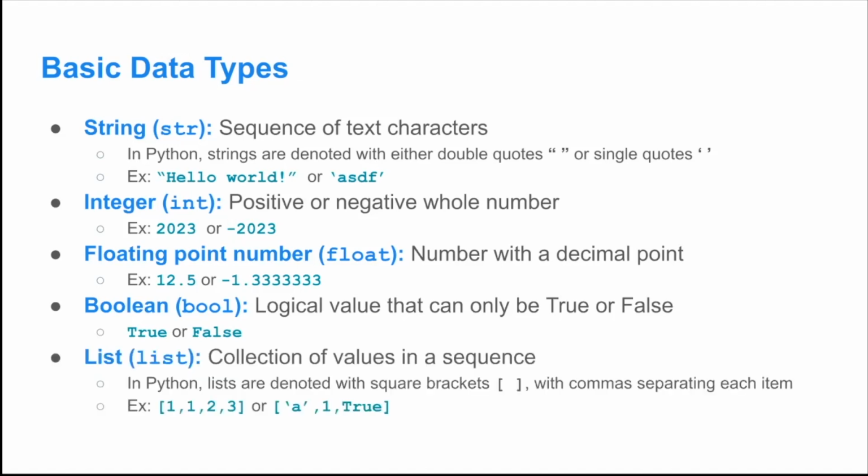And the last data type that I'm going to be discussing in this lecture specifically are lists. So these are just a collection of values in a sequence. Lists are usually denoted with square brackets and commas separating each item. Not all the values in a list have to be the same type of value. So you see that the first list has all integers, but the second list has a mix of strings, integers, and booleans. Both of these are valid lists in Python.